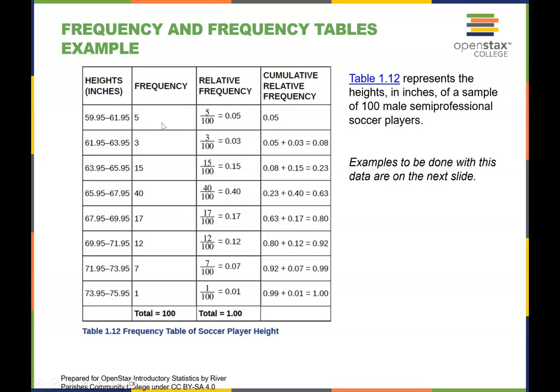And we would have 5 in that first row. Relative frequency, we would take 5 divided by 100, get 0.05. Cumulative relative frequency for the first row is just 0.05. And then you can see how they add up. The next one, we have 61.95 to 63.95. Frequency is 3. Relative frequency is 0.03. And then to get the cumulative, you add that prior row. And so that would be 0.08. I'm not going to read through all of those, but you can take a look at that, and then we'll have some questions here.